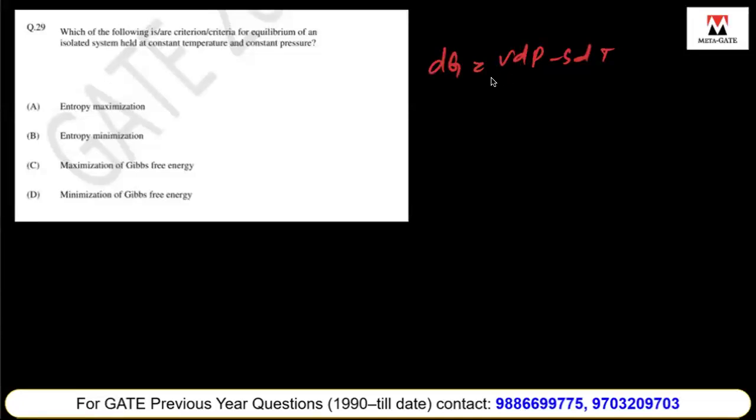So if you want to make the thermodynamics and equilibrium for an isolated system held at constant temperature and pressure, we need both entropy maximization in order to increase, and then this gives a more negative delta G value, because the more negative the delta G, the more feasible is a reaction. So we need minimization of delta G and maximization of entropy. So we should make this as negative as possible. So increase delta S value and delta G value. So it is minimization of Gibbs free energy and entropy maximization.